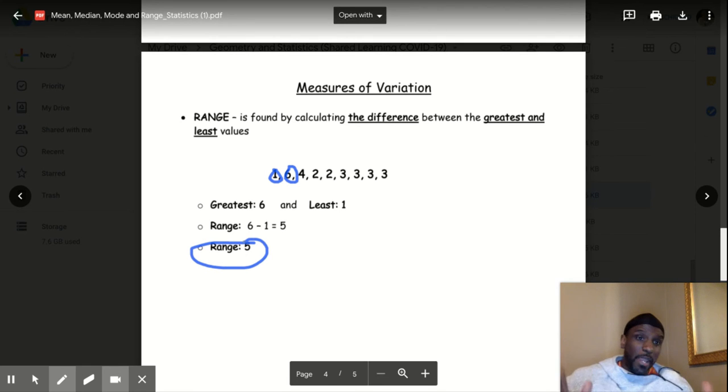Range is just you subtracting the greatest value from the least value, and you are done with that.